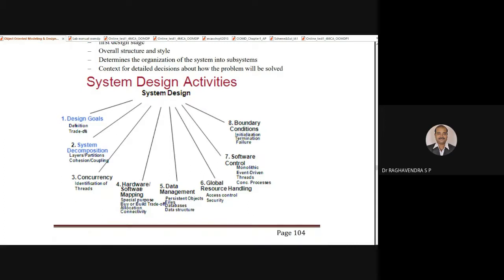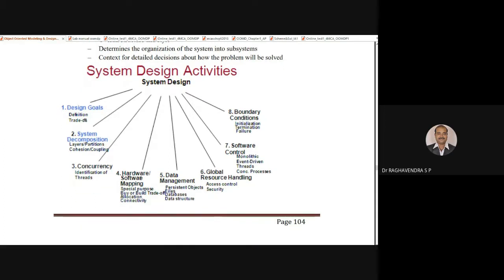Okay, data management, how you manage the data, that is also very important. It means the type of technology you are going to use for storage of data. It may be a database technology, a traditional file management system, or linear data structures, whatever you are going to use. So how we are going to deposit, store and accumulate the data. The sixth activity of design is global resource handling.